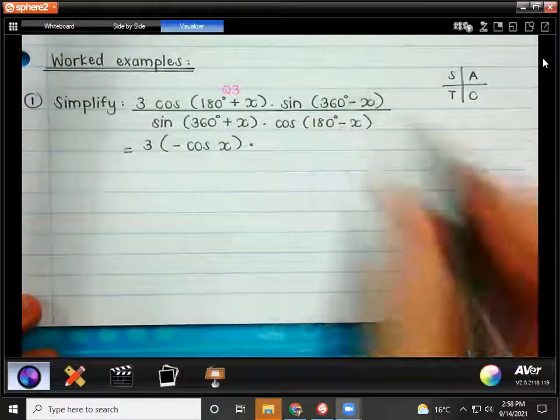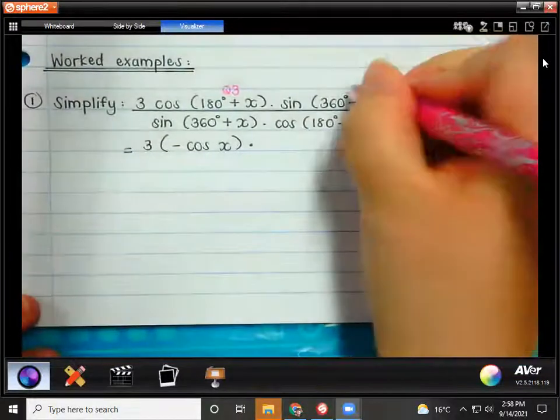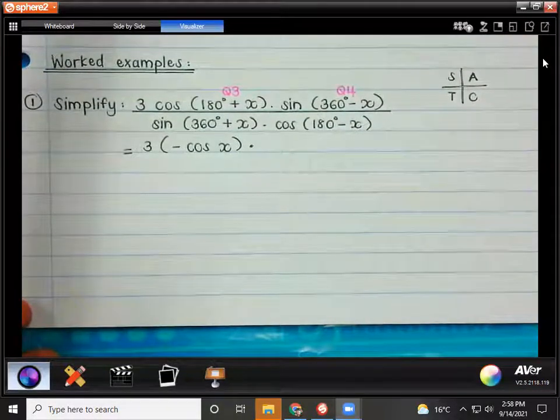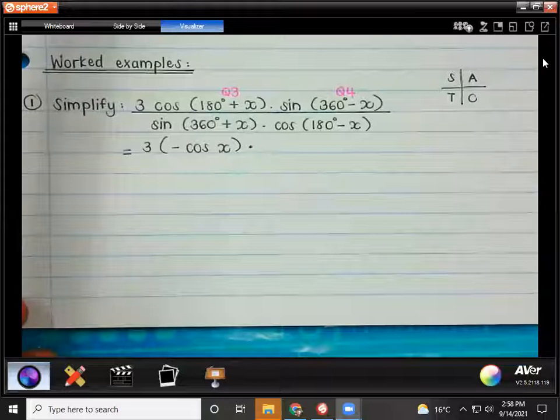Times 360 minus x. Which quadrant is that? Quadrant 4. Yeah. I'm very confused about how we can take out 180. What does 180 represent with regards to quadrant?